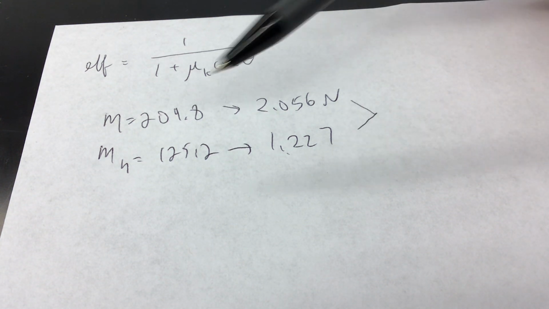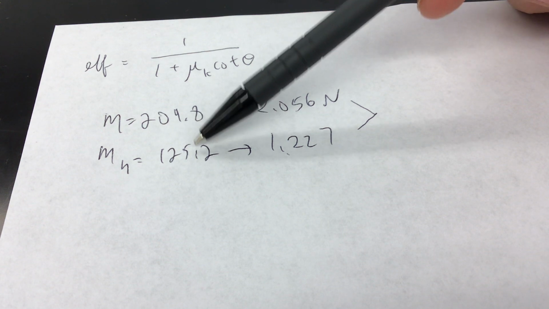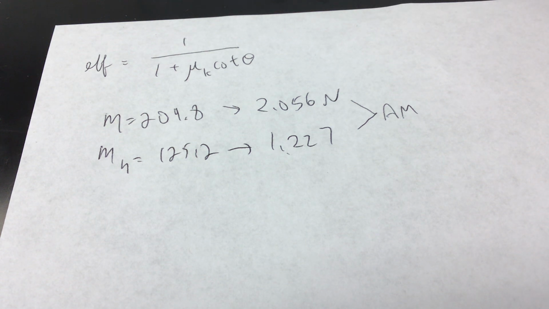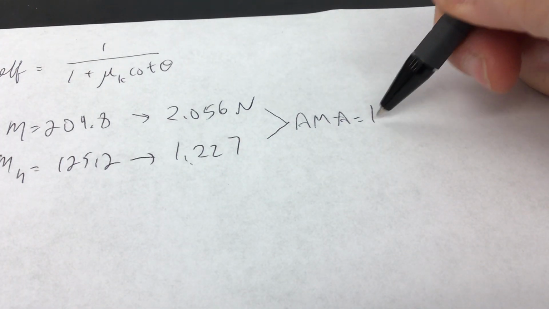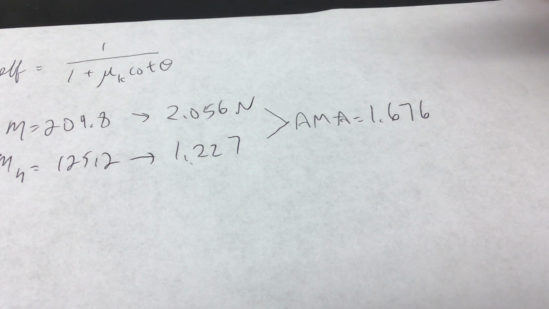Now, from those, we get the actual mechanical advantage. It's actual because it's the actual amount of mass we had to put on to pull the thing up the ramp. So what you do is you get the ratio of that, 2.056 divided by 1.227. And the actual mechanical advantage that we got is 1.676.